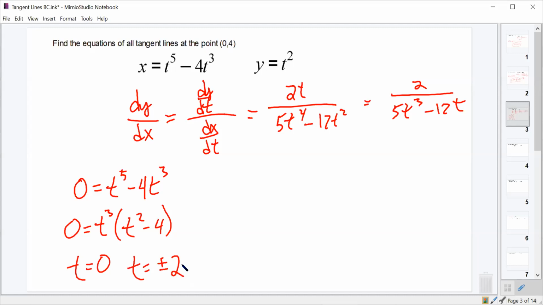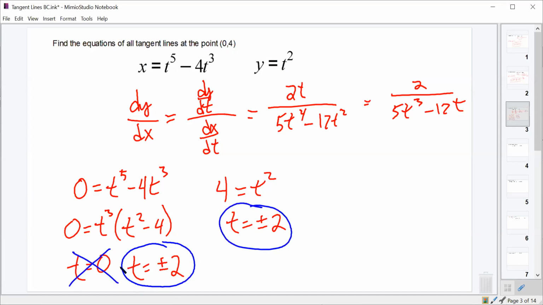Everybody agree with that? Hopefully so. And we also need to figure out when y equals 4. So 4 equals t squared, and that's when t is positive or negative 2. And so what we'll do is look at the overlap here because we need both of these things to be true. We need x to equal 0 and we need y to equal 4. So the overlap is on t equals plus or minus 2. And we'll ignore t equals 0 because y doesn't equal 4 at t equals 0.